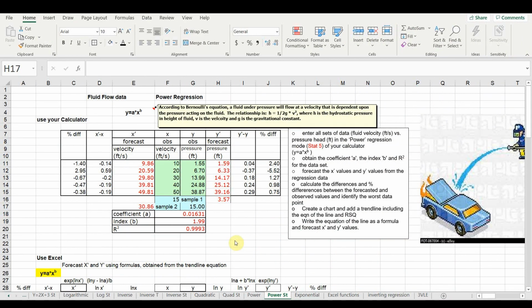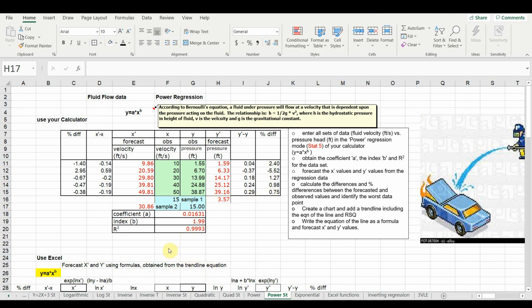So presumably you've had a chance to enter all the data in your calculator and forecast the results. And what's this data telling us? Are the forecasts good? Well, yeah, look at a velocity of 20, forecast at 20.6, 30 at 29.8. These are very close. Look at the percentage differences. Only one above 2%. Very good. Pretty good on the y prime side as well. So this is good data. The r squared is .9993.